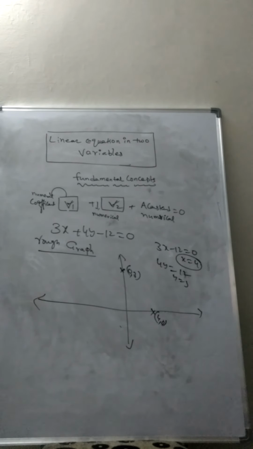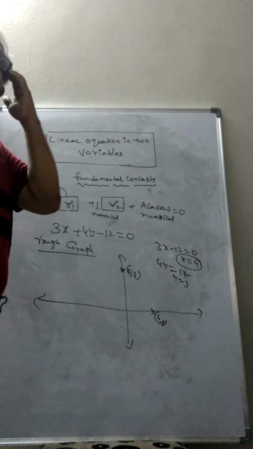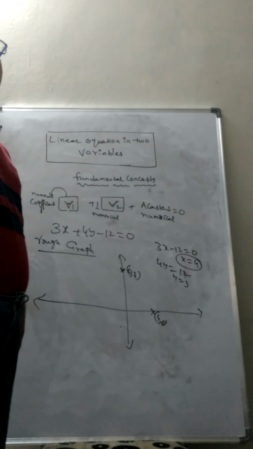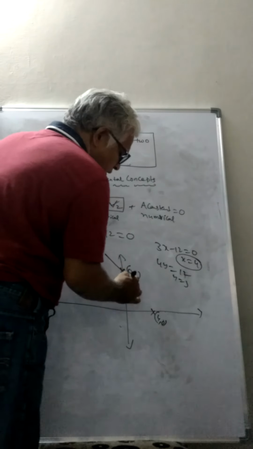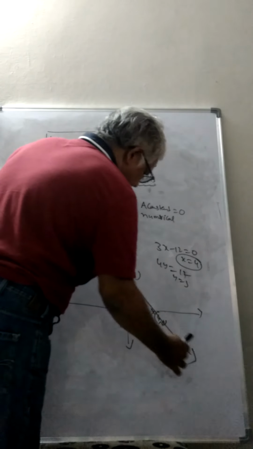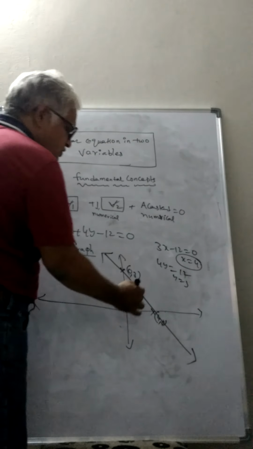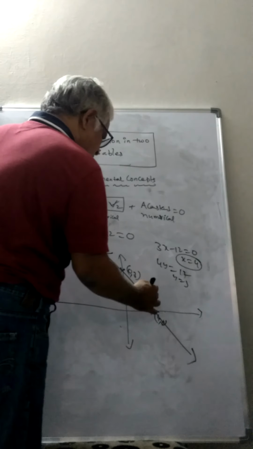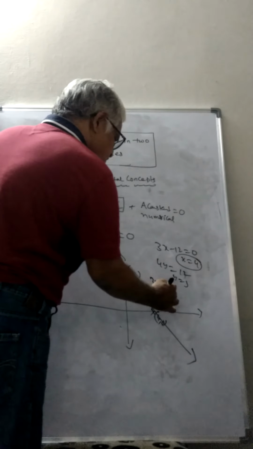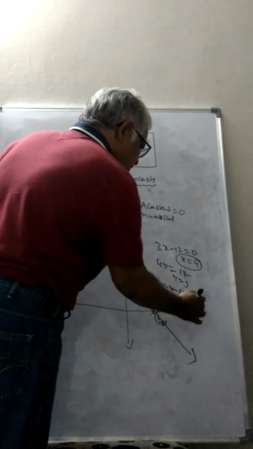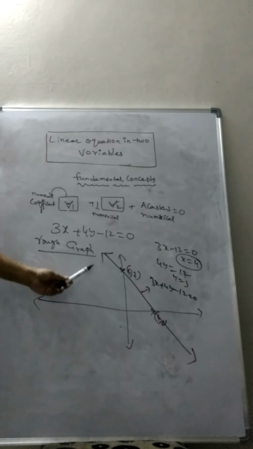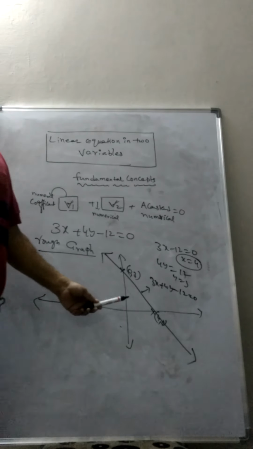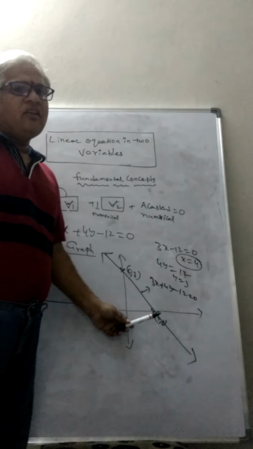Two points are there. What does the Euclidean geometry postulate tell you? Through these you will have one straight line only. Such a straight line is drawn. So this is the graph of 3x plus 4y minus 12 is equal to 0. So what do you conclude? A linear equation in two variables, when graphically represented, represents a straight line.